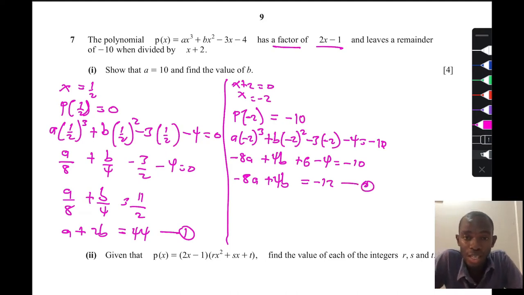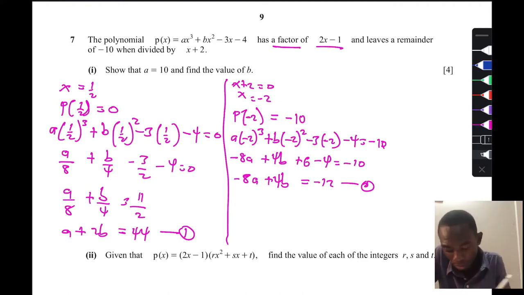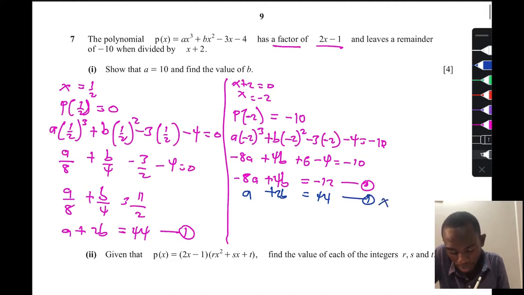So we have two equations that we are going to solve simultaneously. Let's bring the second equation. So we have a plus 2b equals 44. Let's call that equation 1. So we can decide to multiply equation 1 by 2 so that we have negative 8a plus 4b equals negative 12, and then we have 2a plus 4b equals 88. So let's subtract the two equations.